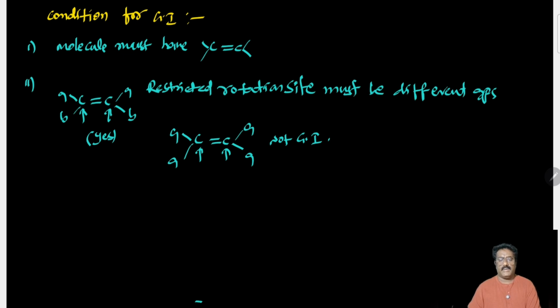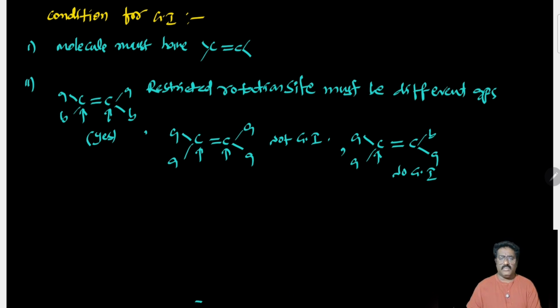Have a look at the next example. Carbon-carbon double bond with AA and BA. This carbon has the same type of groups, so it cannot show geometrical isomerism.